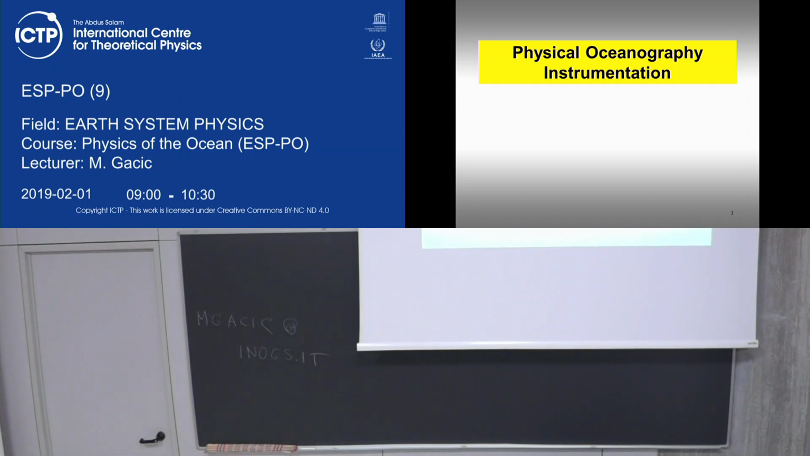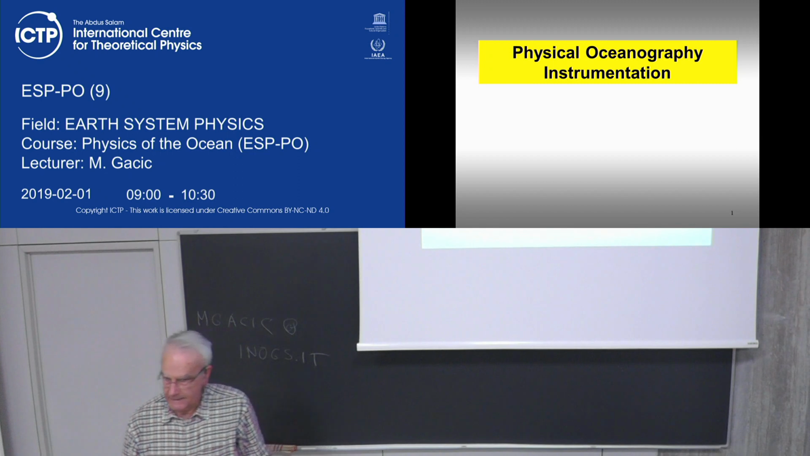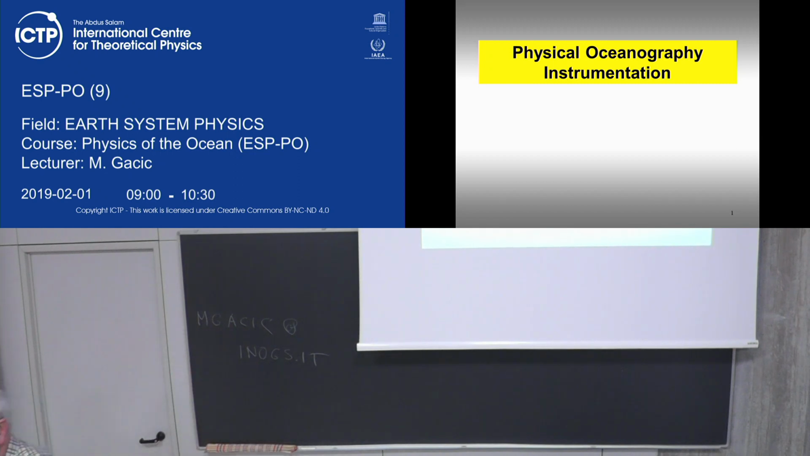Physical oceanography instrumentation, where we will first try to learn what instrumentations are available. On the other side, based on what we have learned so far, the decision on which kind of instrumentation we are going to use will depend on what kind of phenomena we are studying.